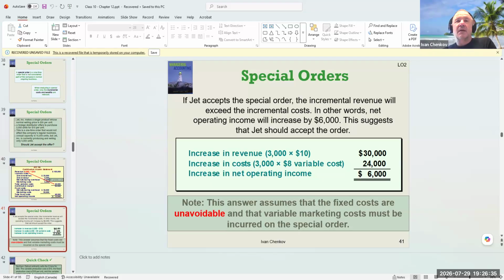So again, if we decide to go, 3,000 times $10 is going to give you $30,000 increase in revenue. Cost is going to increase by $24,000 because 3,000 units that we produce, $8 per unit, that's $24,000. But as you can see, the increase in revenue is more than the increase in the cost. So we're going to generate 6,000. The answer is that fixed costs are unavoidable and the variable marketing cost must be incurred for the special order.